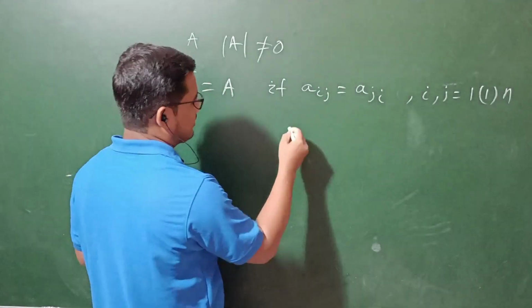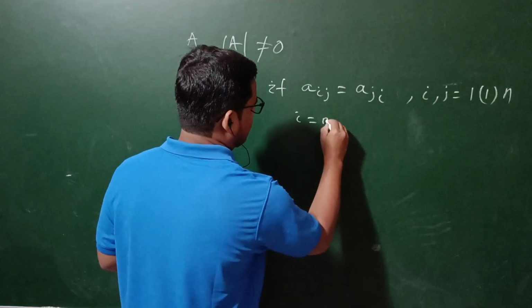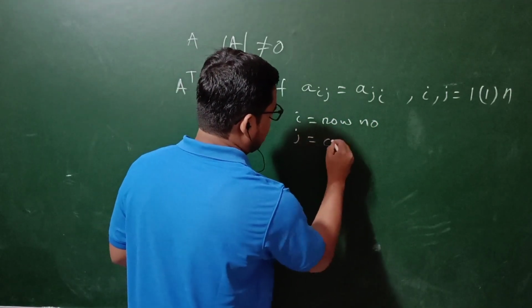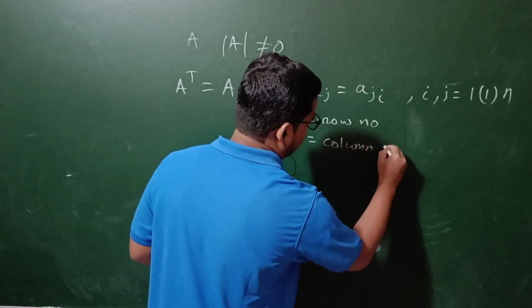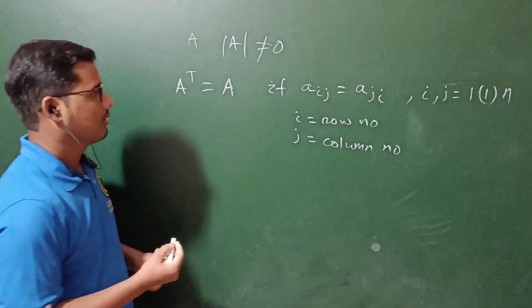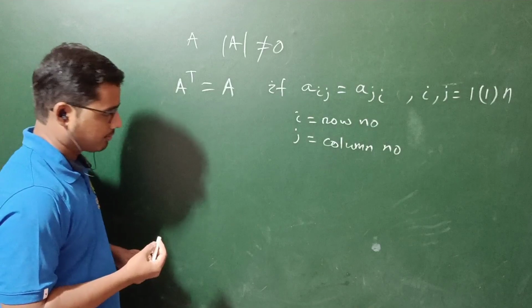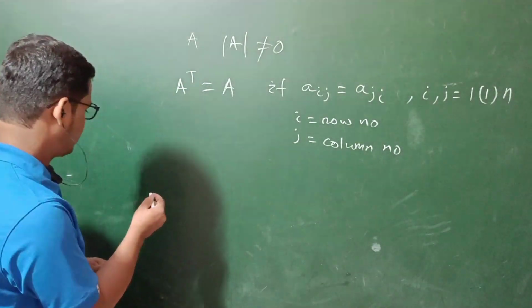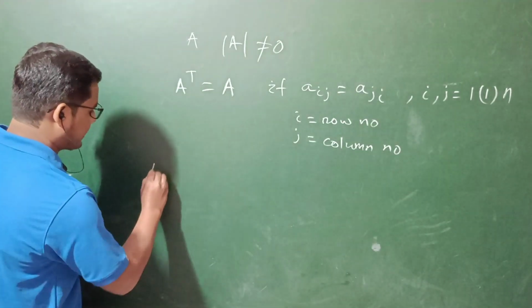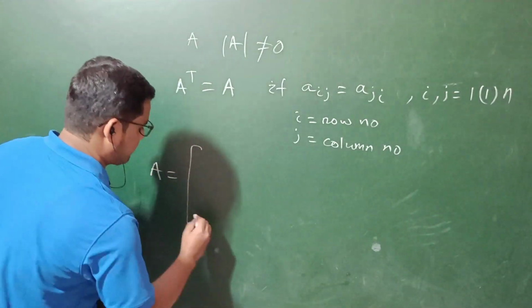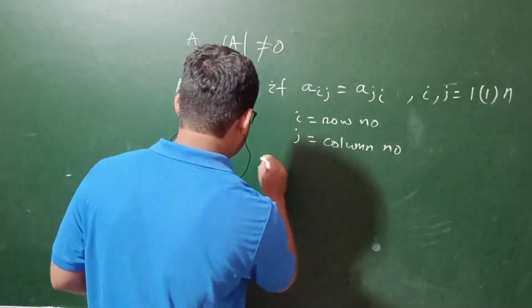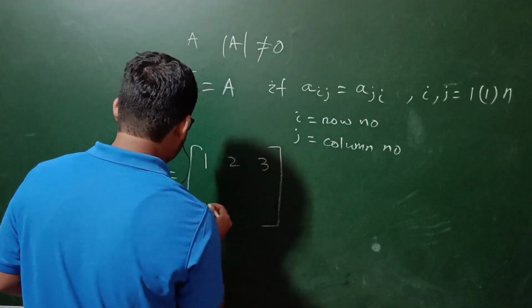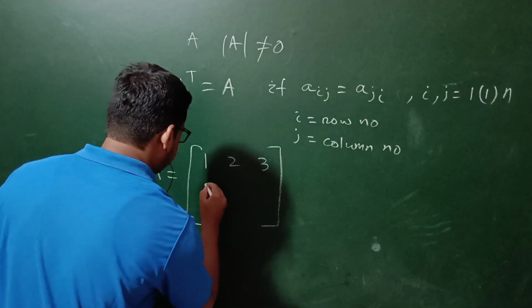What is i? What is j? i is the row number, j is the column number. I will give you an example. Suppose A is a matrix. A is a 3 cross 3 matrix.